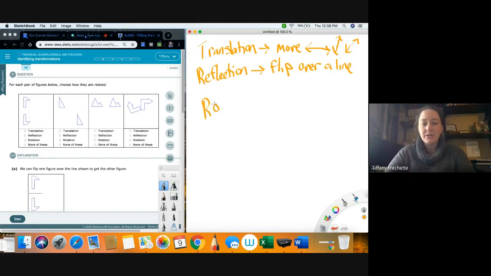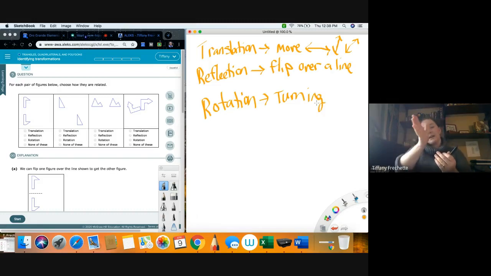All right, rotation. Rotation's not too terribly difficult. We're just turning. So we're literally turning it. We're rotating it, okay? So I can take my hand and I can rotate it, and I can only rotate so much because of my bones here. But we just want to rotate back and forth. We also have the option to choose none of the above. So if it doesn't fit in one of these three, then we would click none of the above.